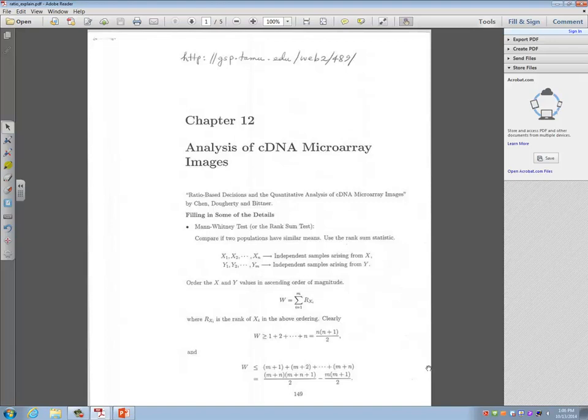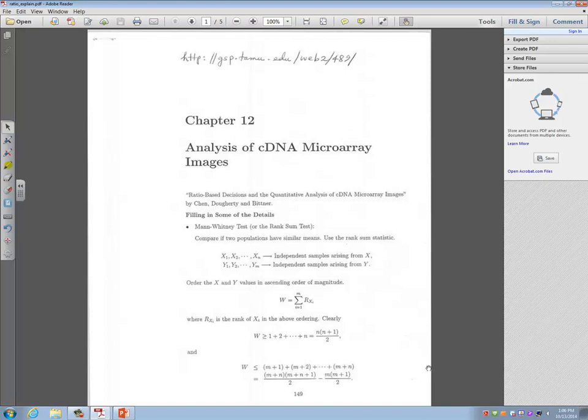you've arranged them in ascending order of magnitude, and now you're going to add together all the ranks associated with the x's. That is called the rank sum statistic, where R(Xi) is the rank of Xi in the above ordering. Now clearly, you can have two extreme situations. The X's might be significantly smaller than the Y's. Then it is very likely that when you sample all the X's, X1, X2 up to Xn, they occur before any of the Y's.